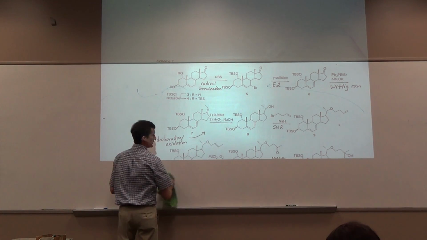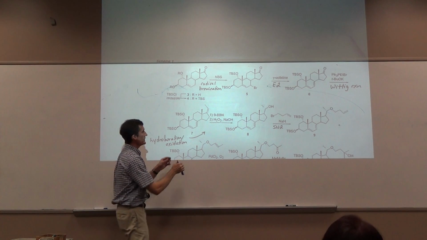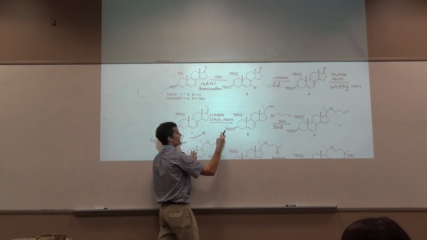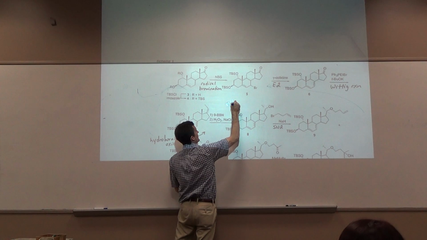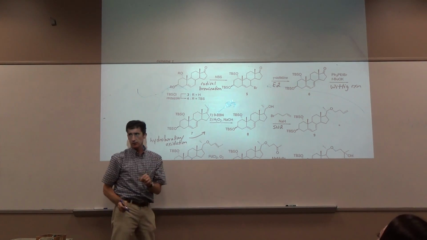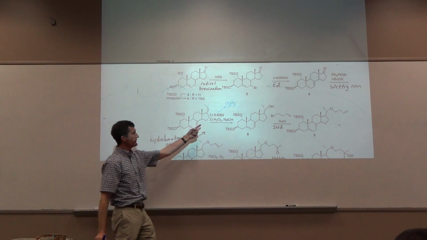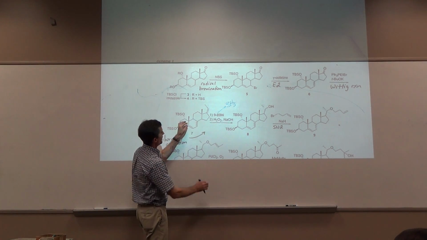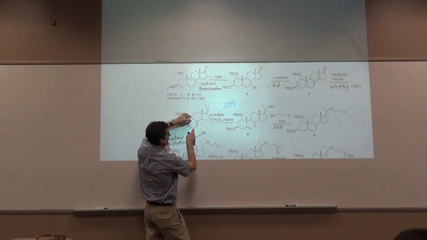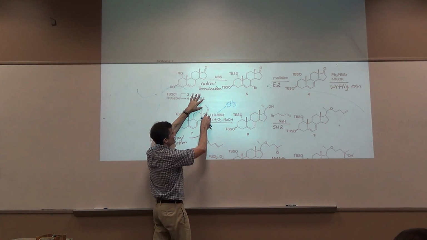In making this, there is a multi-step synthesis right here. 9-BBN is BH3; we can just consider it BH3. It's just a unique boron reagent. BH3 followed by magic. If you look, the only thing reacting here is this alkene.